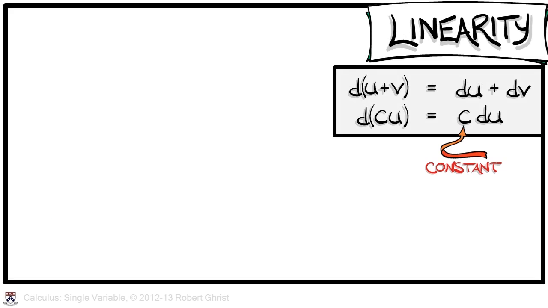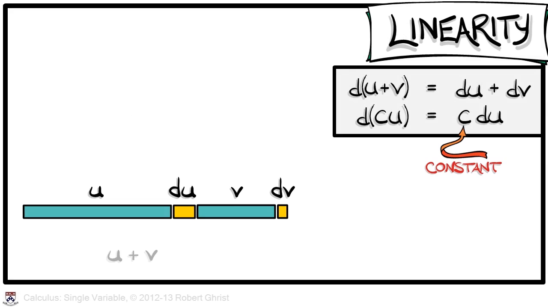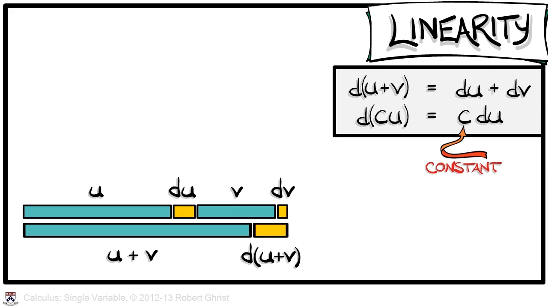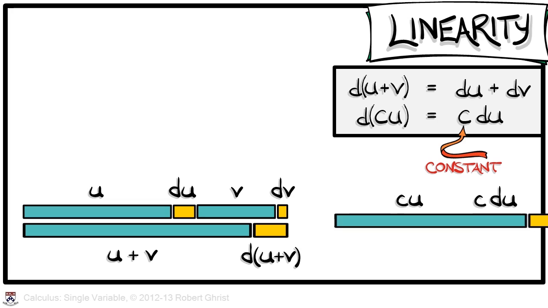The summation rule can be visualized rather simply. Keeping track of how u changes and how v changes, and keeping track of how u plus v changes, is really not that difficult. Likewise, when you multiply u by a constant, what happens to its rate of change? It is similarly scaled. That picture is at least reasonable.